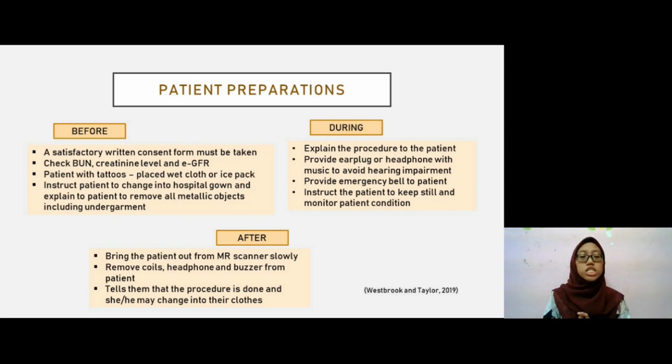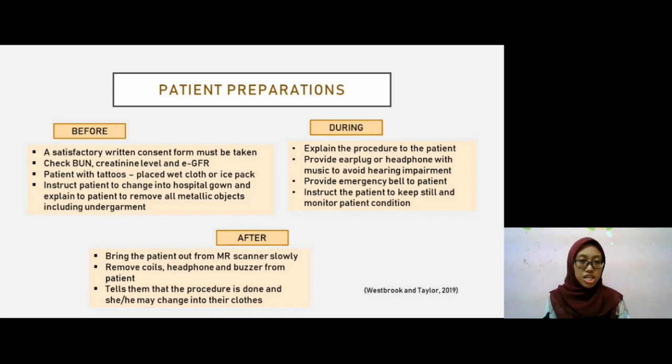Instruct the patient to change into a hospital gown and explain to the patient to remove all metallic objects including undergarment. During the procedure, explain the procedure to the patient. Provide earplugs or earphones with music to avoid hearing impairment and also for patient comfort. Also provide an emergency bell to the patient so that they can use it in any emergency. Instruct the patient to keep still and monitor patient condition.